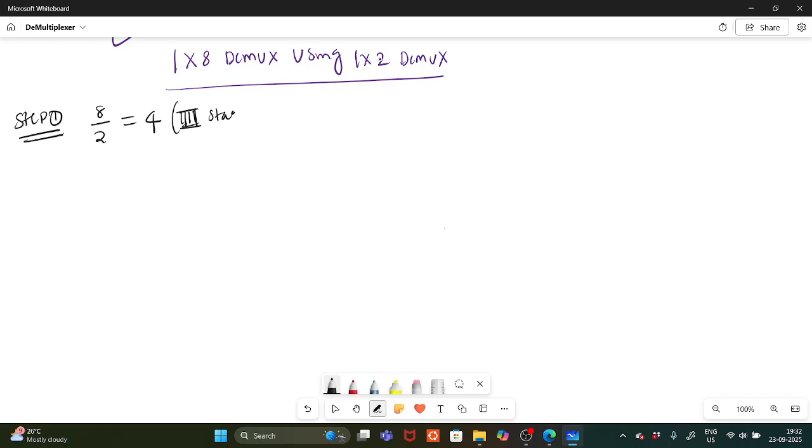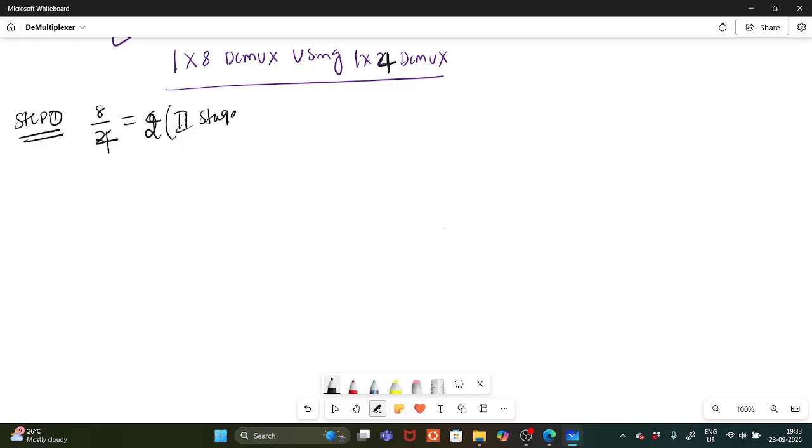This is implementing a 1 is to 4 DeMux. Okay, let us take 1 is to 4 DeMux. Implementing 1 is to 4 DeMux means what? Divided by 4 means this divided by 2. This comes in which stage? You are getting it in the second stage.